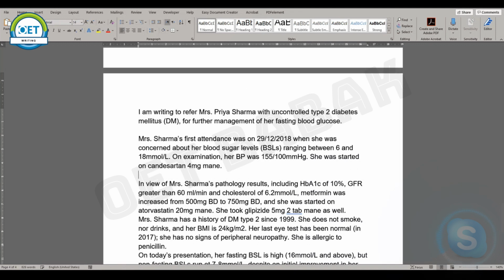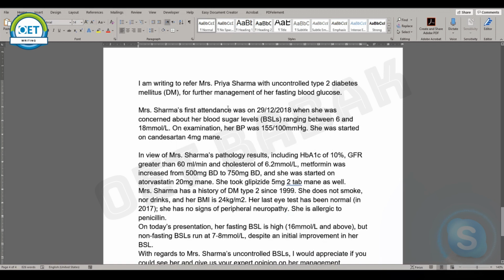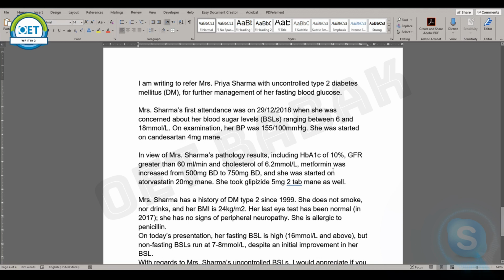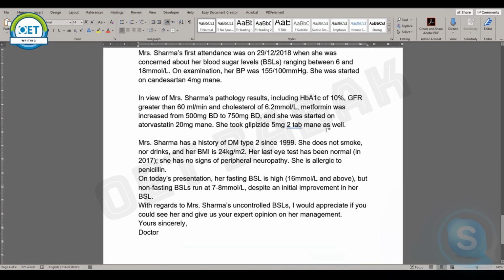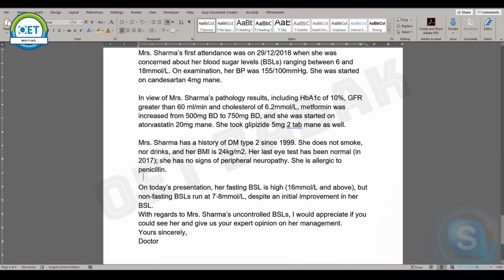Mrs. Sharma's first attendance was this. Her BP was high. She was started on candesartan 4 milligram in the morning. So we have brought this up here, and the other things. And this is the second one, which is the results and what happened. These are all key information.